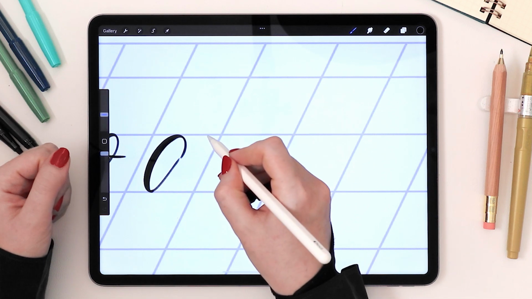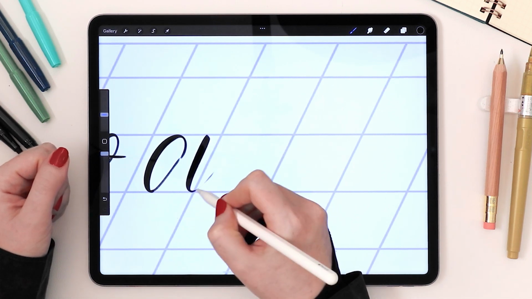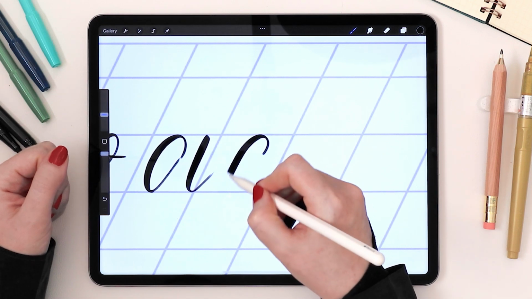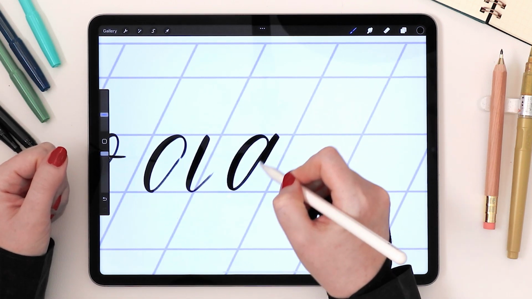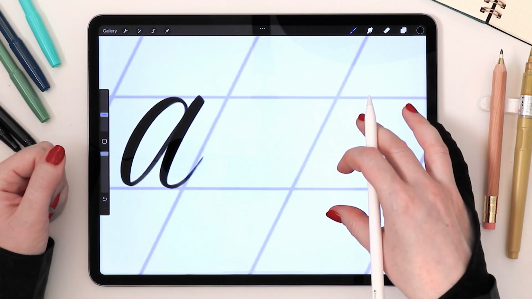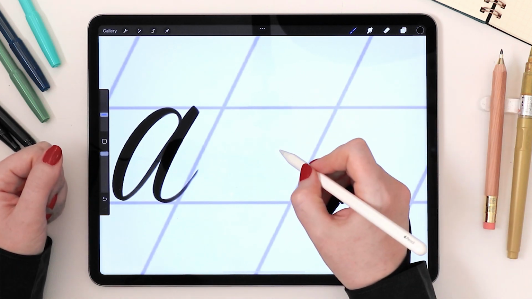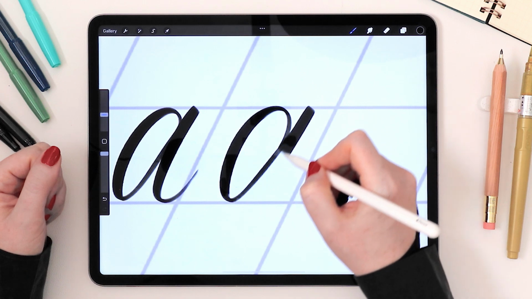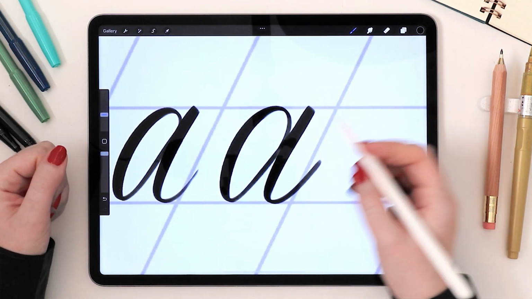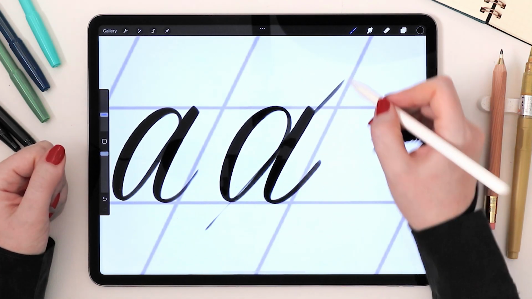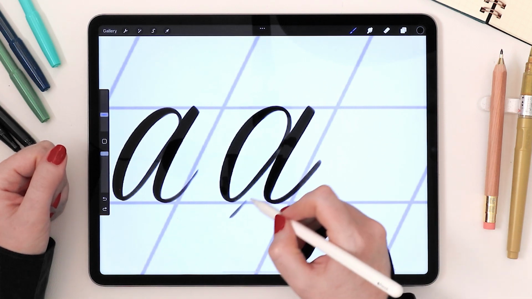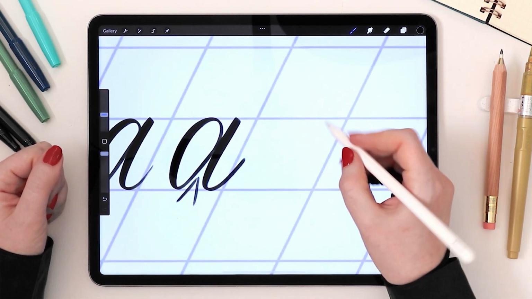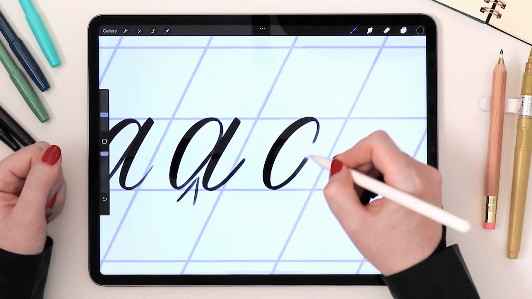So now let's combine it with a simple downstroke leading to an underturn. I do not lift my pen here. Let me do it once more, even larger. Now, let me show you that the straighter line that we created is what makes this nice little caret of negative space underneath the A. Watch what happens if I make that bowl a lot rounder.